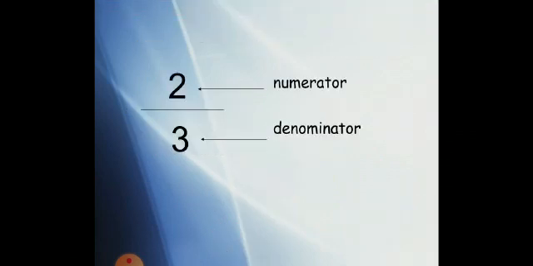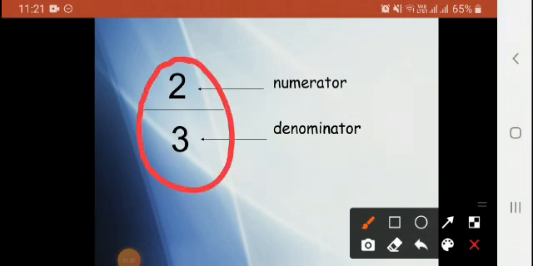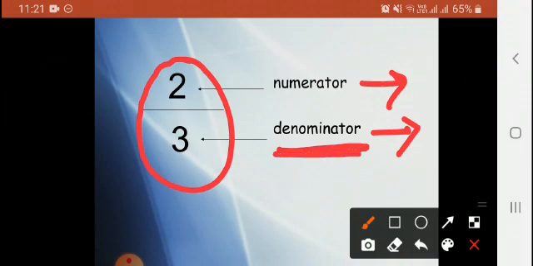Now, a fraction is written as a numerator upon a denominator. Whenever we write a fraction, we write it as a numerator and a denominator, like over here. 2 upon 3 is a fraction where 2 is the numerator and 3 is the denominator. That means the whole quantity is divided into 3 equal parts and 2 parts are required or used by us in any of the ways.